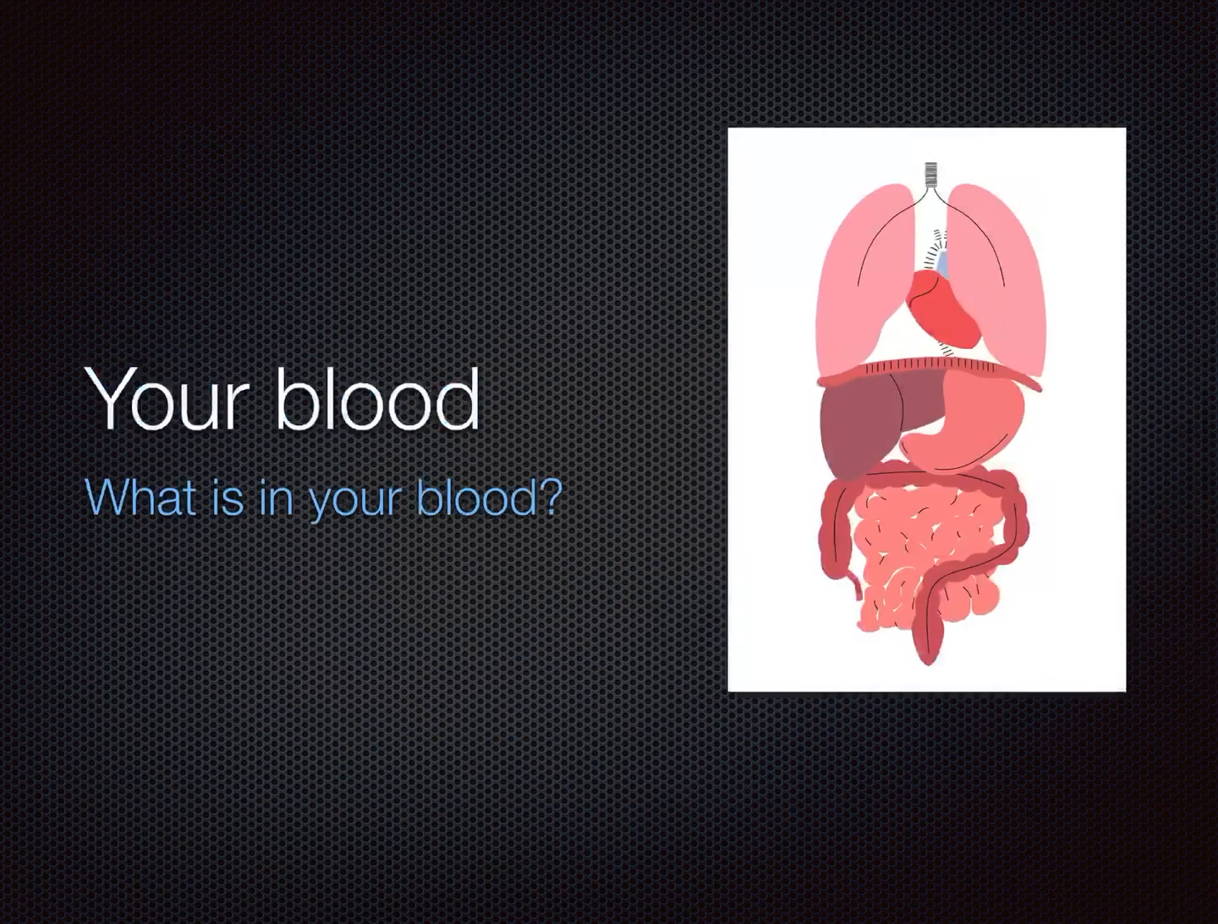Okay, so first of all, what is in your blood? Well, right now you're sitting here putting things into your blood because you're digesting your food, which is in the lower half here in the digestive system, and you're breathing in oxygen from your lungs and you're breathing out carbon dioxide from your lungs. So these are connected.